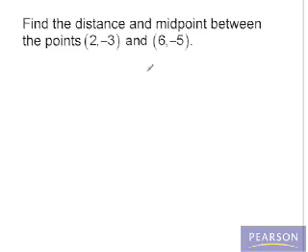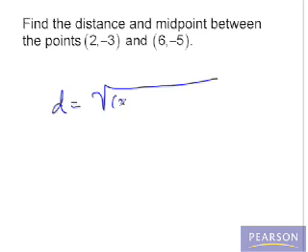Find the distance and midpoint between the points (2, -3) and (6, -5). The distance formula is the square root of (x2 minus x1) quantity squared, plus (y2 minus y1) quantity squared.